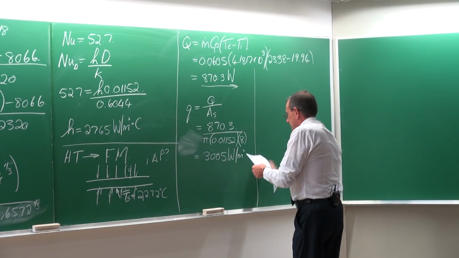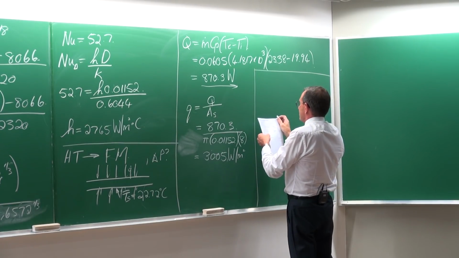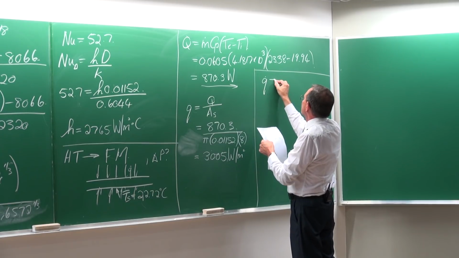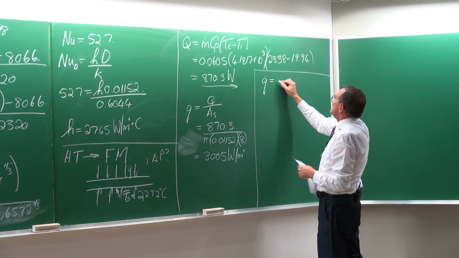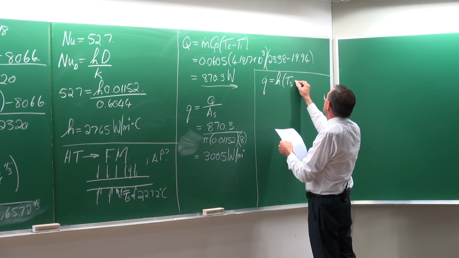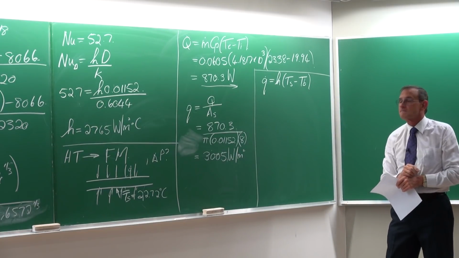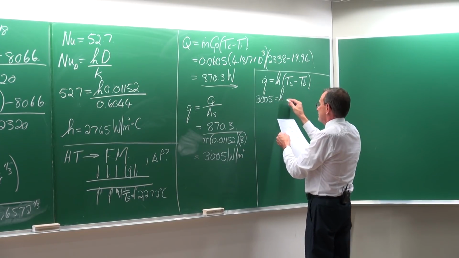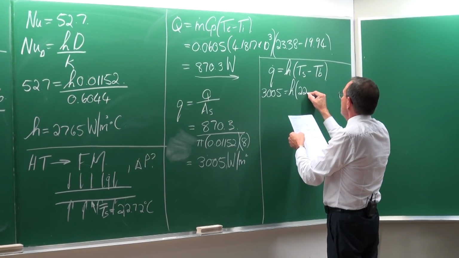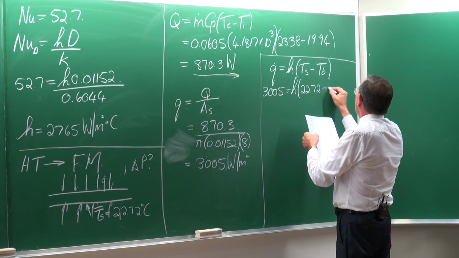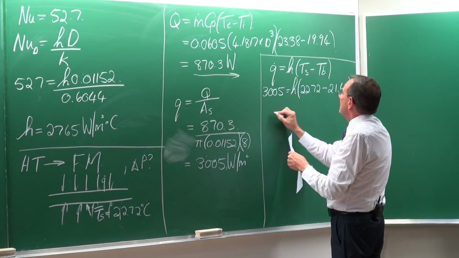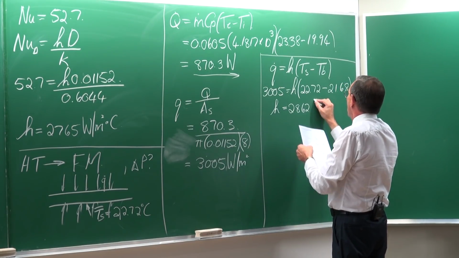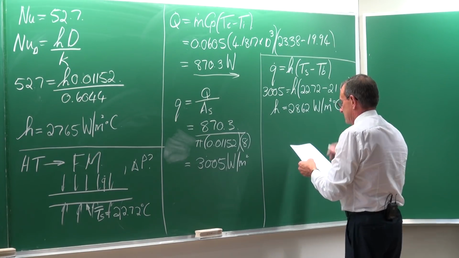Let's get the Nusselt number. Already at this stage, we can actually go and calculate the heat transfer coefficient, because we can say that the heat flux is equal to the heat transfer coefficient multiplied by the surface temperature minus the bulk. The heat flux is 3005. It's equal to the heat transfer coefficient multiplied by the wall temperature, 22.72 minus 21.68, so that the heat transfer coefficient is equal to 2,862 watts per square meter degrees Celsius.